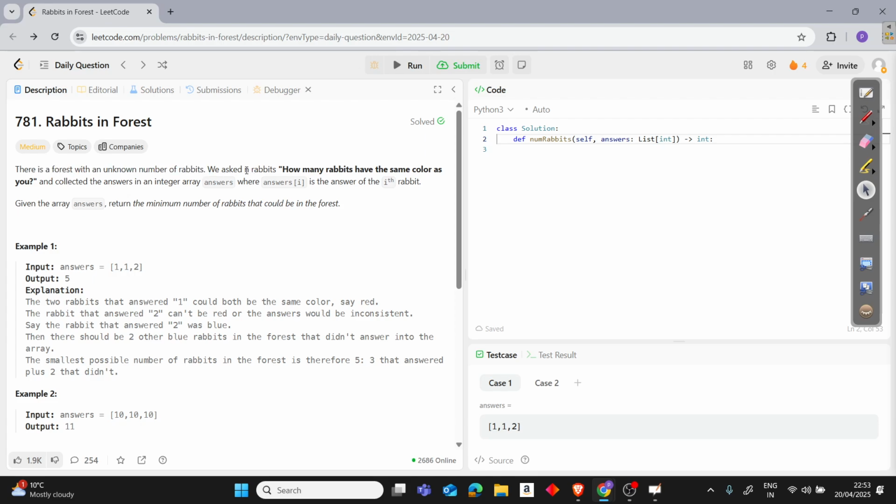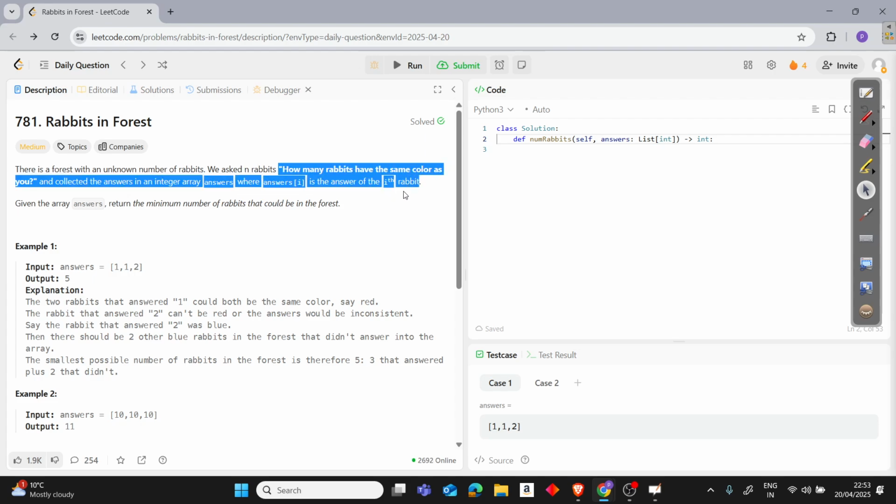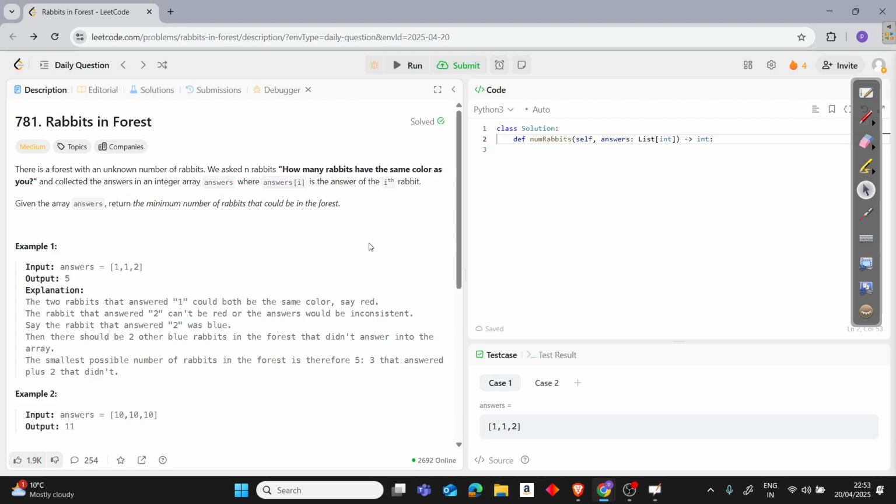So we asked n rabbits in general how many rabbits have the same color as you. For example, we went to the forest and asked the first rabbit how many other rabbits have the same color as you, and collected the answers in an array. Understanding the problem is a bit tricky, but it's easy if you focus.